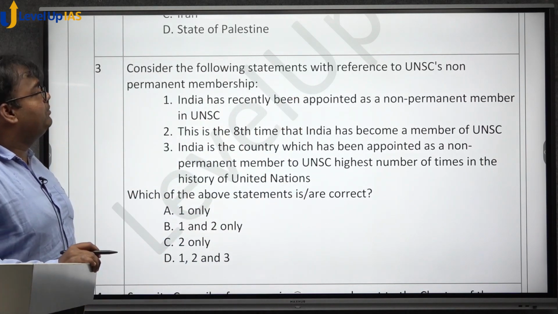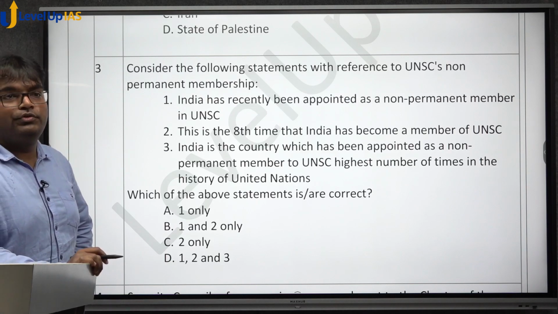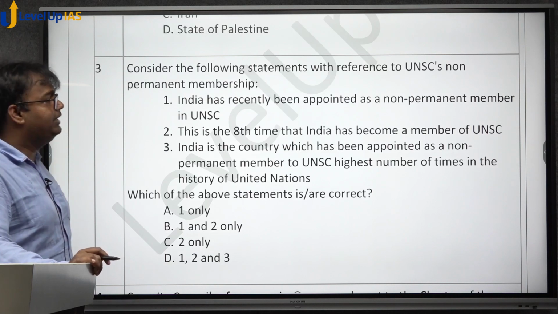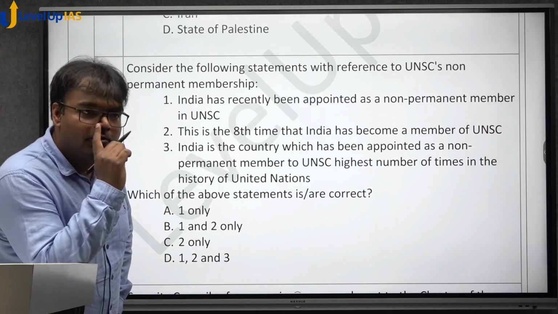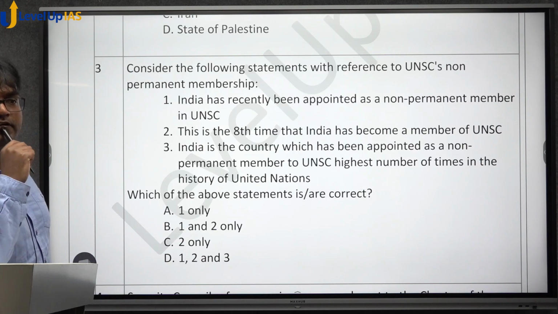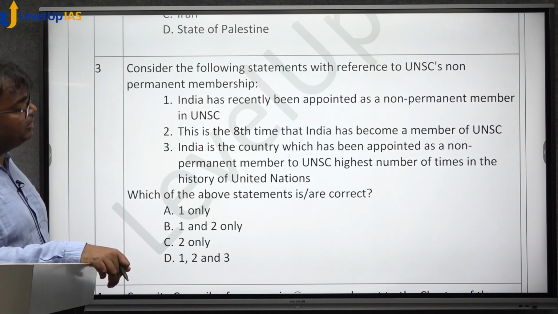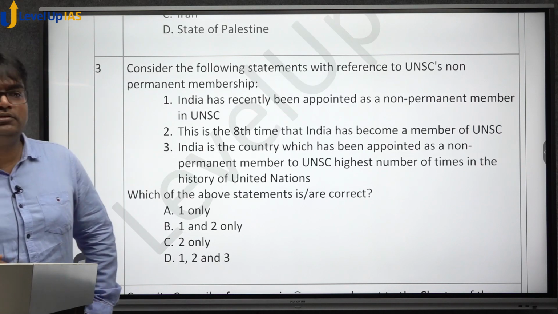Consider the following statements with reference to UNSC's non-permanent membership. First, India has recently been appointed as a non-permanent member in UNSC. Correct? One is correct. This is the 8th time that India has become a member of UNSC. Correct? Okay. India is the country which has been appointed as a non-permanent member to UNSC the highest number of times in the history of United Nations.